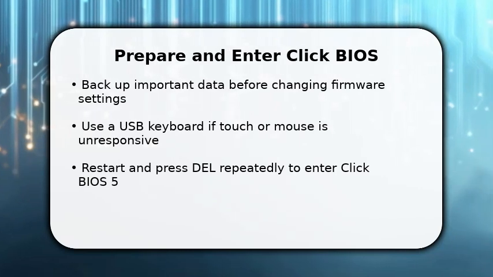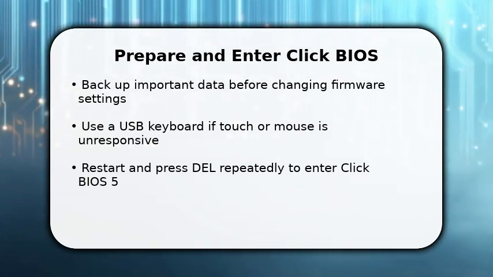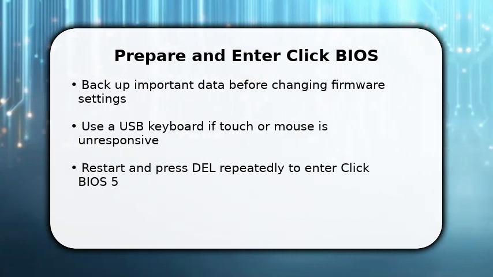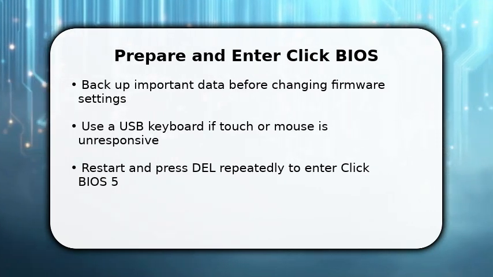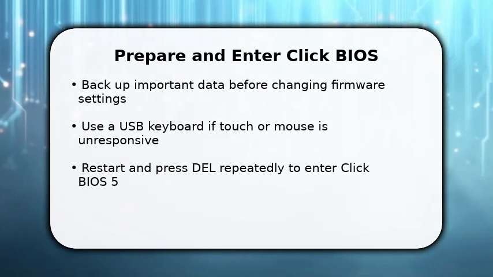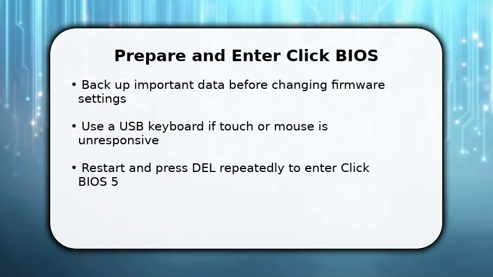You start by saving your work and backing up a system image. Firmware changes can block booting. Once ready, shut down and power on, then press DEL repeatedly to open MSI Click BIOS 5. If the keyboard doesn't respond, swap to a wired USB keyboard and try again. Make sure Fast Boot is disabled in Windows to avoid skipping the key.